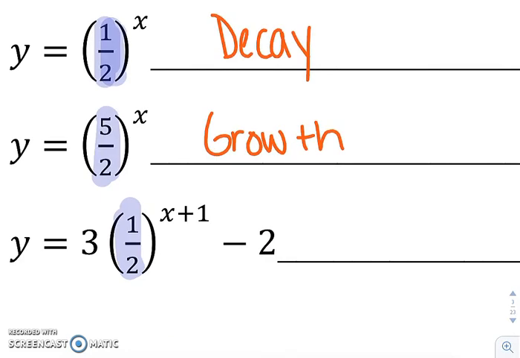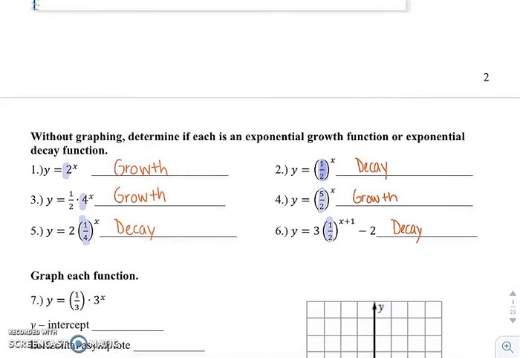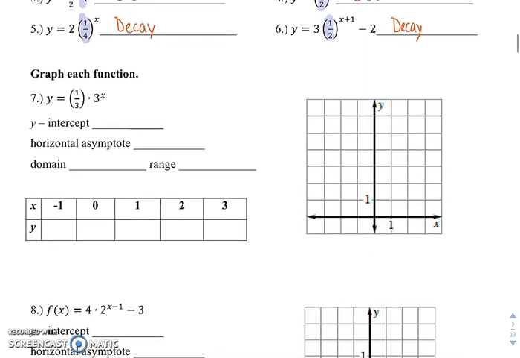And 1/2 is decay. So figuring out if it's going to be a growth or decay function is looking at the multiplier, the base for your exponent. That tells you what it's going to be. So that at least gives you an idea of what you should be looking for when you go to graph it. If we look at number 7, I know that this is going to be a growth function. So when I put it on my coordinate plane, it should be going away from my asymptote.